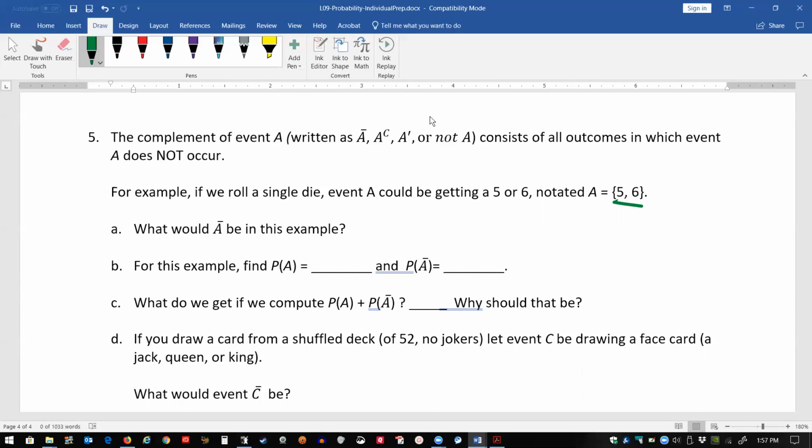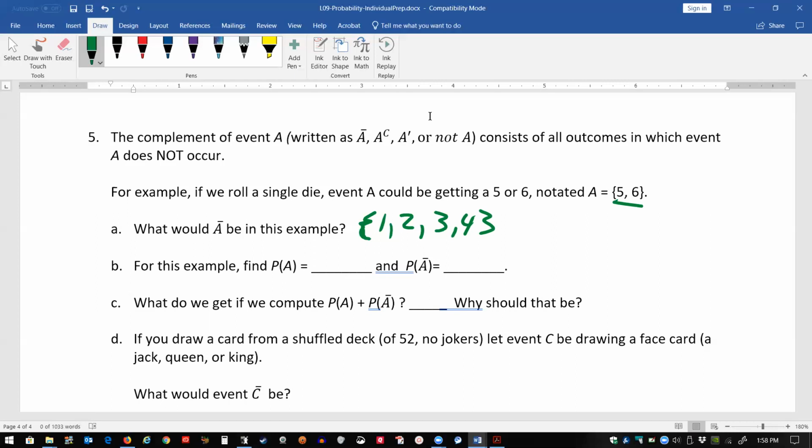Well, that's the probability of not, well, we're not talking probabilities yet, but the event, the complement of event A is anything that is not a 5 or a 6. So what would it be? What numbers are possible? Well, we have a 1 and a 2 and a 3 and a 4. Those are all the possible outcomes that are not 5 or 6. So if A is getting a 5 or a 6, the complement of A is getting a 1, 2, 3, or 4.